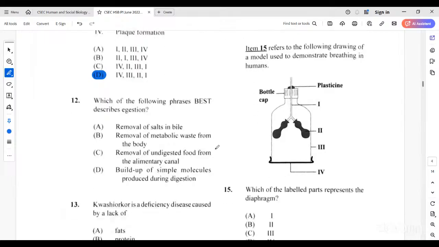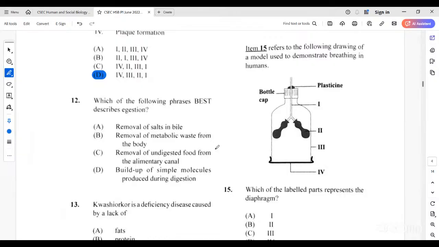Which of the following phrases best describes egestion? I do like this question. And I like this question because it allows you to distinguish between egestion and excretion. For some reason, CXC likes to ask this, and I like this question because of how repetitive it is.